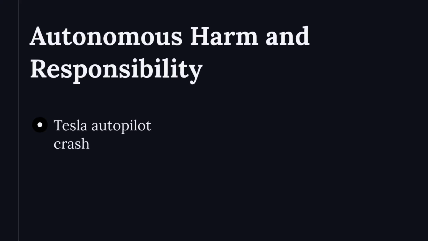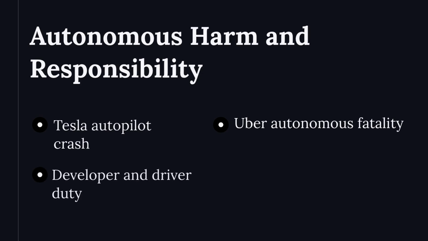Two vehicle cases illustrate the debate: the Tesla autopilot crash and the Uber autonomous vehicle fatality. They raise questions about developer responsibility, driver responsibility, organizational oversight, and system design failure. The material also argues that artificial intelligence lacks consciousness, intentionality, and moral reasoning, which limits its status as a moral agent.